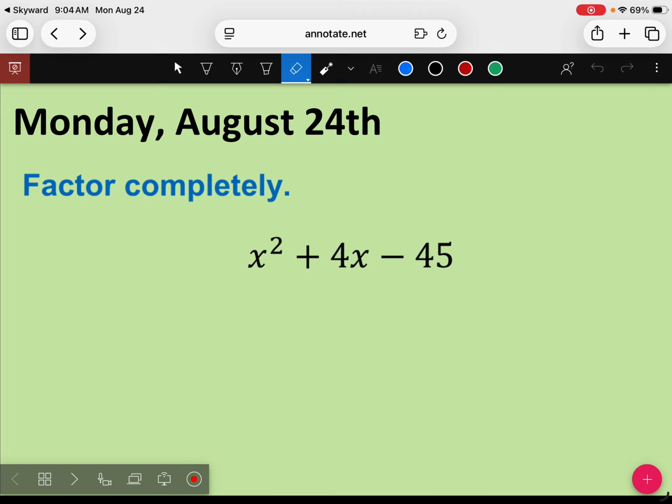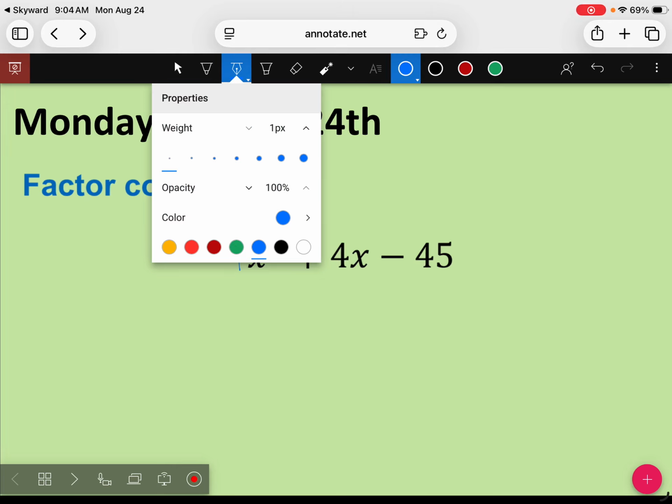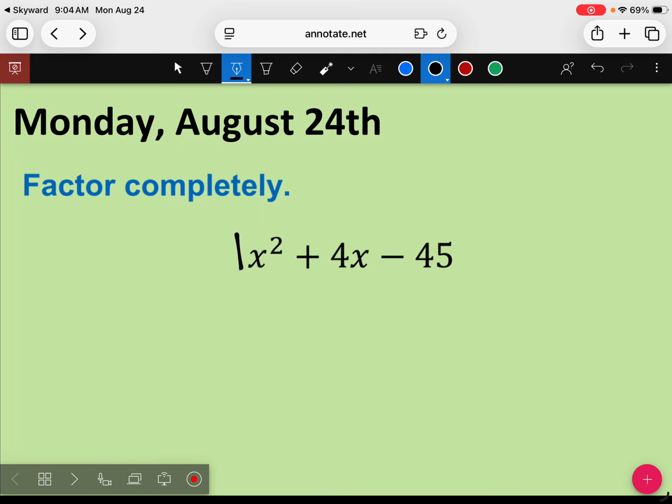Do is factor it. A is 1, B is 4, C is negative 45. Now, everything we did Friday, we could do a shortcut because A is 1. Whenever A is equal to 1, you can do a shortcut. So it's only asking us to factor, not solve. So A is 1. Let's make our 2 parentheses, put an X in front of both.